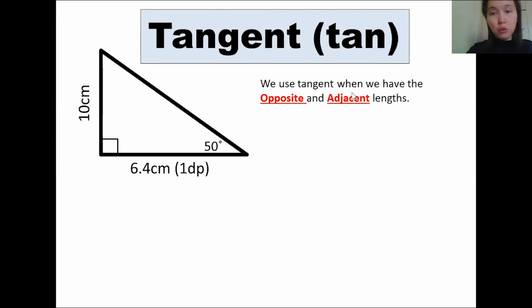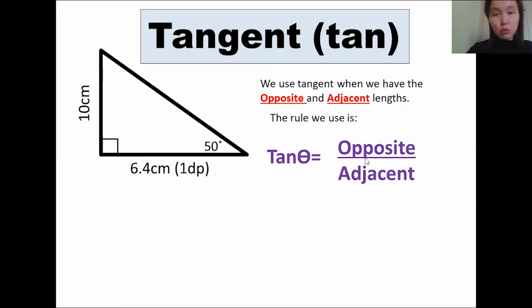Let's talk about the tangent rule. We use tangent when we have the opposite and the adjacent lengths. This is the adjacent length, this is the opposite side's length, 10 cm, and we can easily find the measure of this angle. Tangent theta will be equal to opposite side over adjacent side.